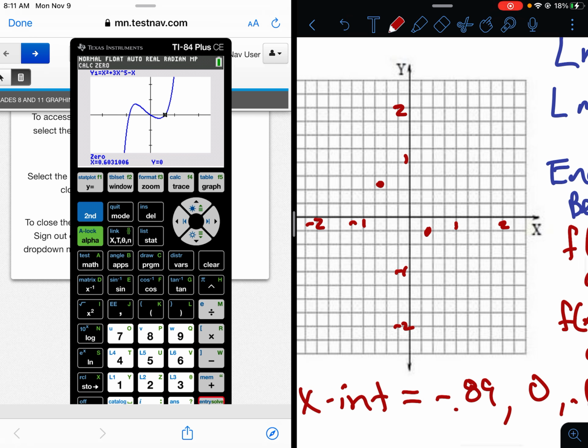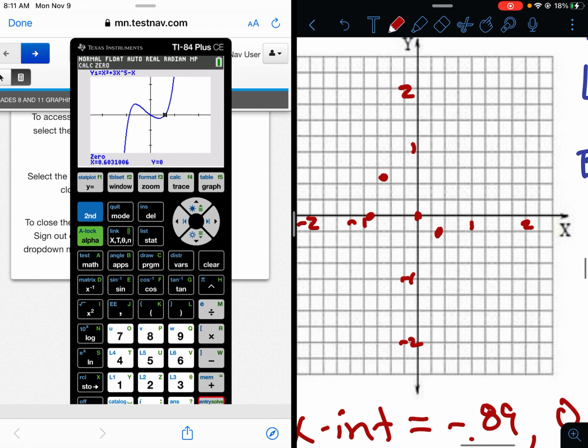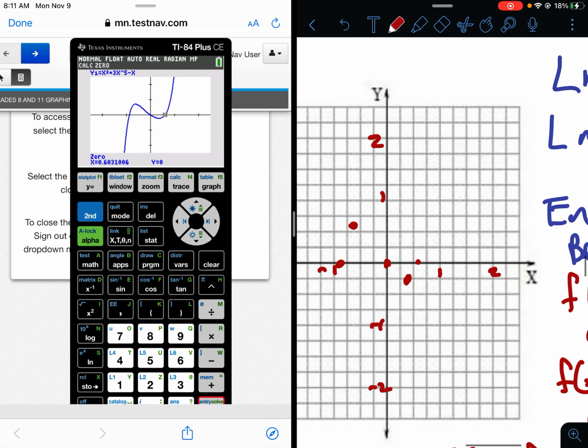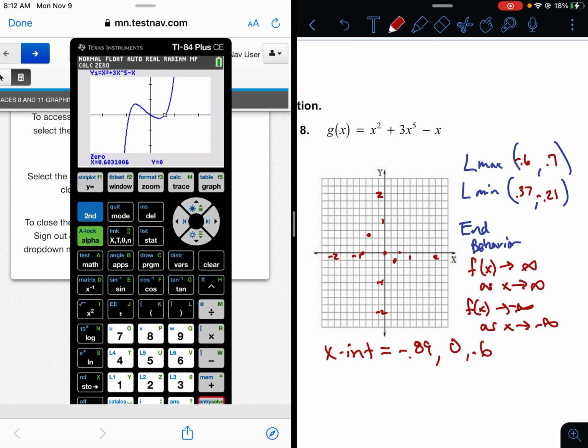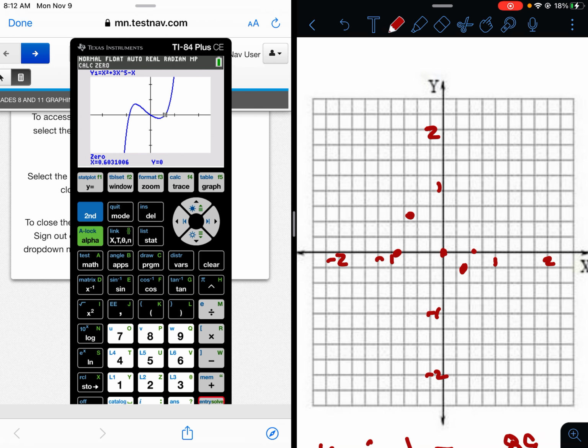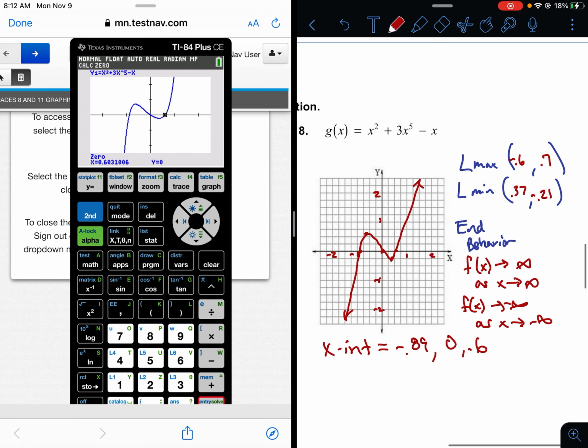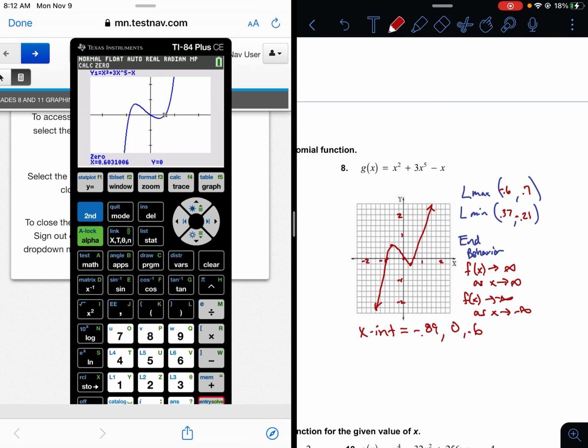And so on here, I want to put those on there. Negative 0.89, somewhere right here. And it crosses at 0, and then it also crosses at 0.6. Did I put negative 0.6? Oh, it is 0.6. Okay, so the goal here, when you put your local max and min and your x-intercepts, is you have all these points that you can then draw your graph. So I'm going to draw my graph now, connecting all these dots. And that's the goal here, to be able to do this.